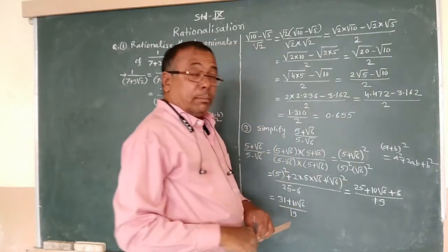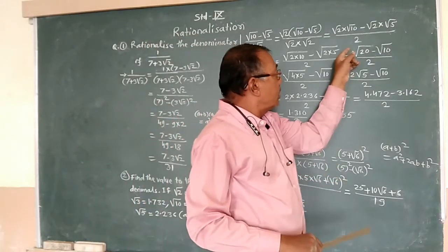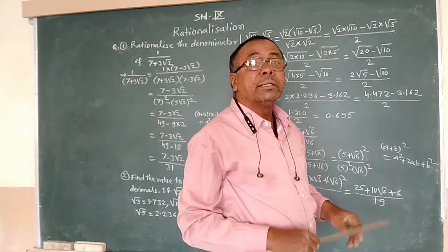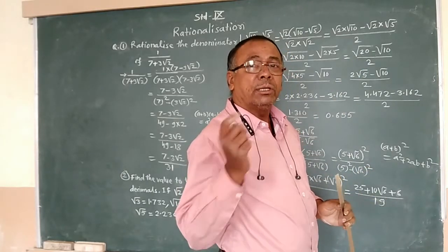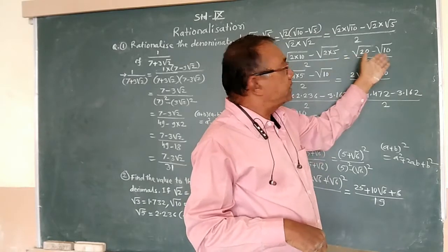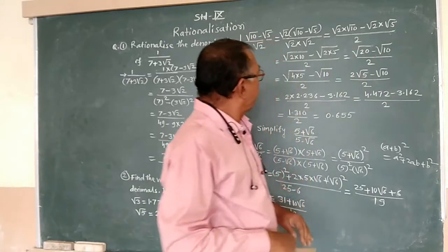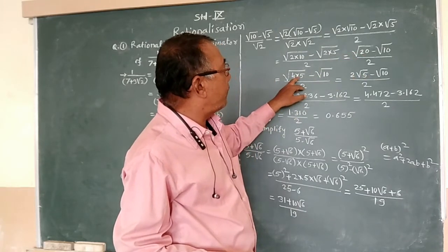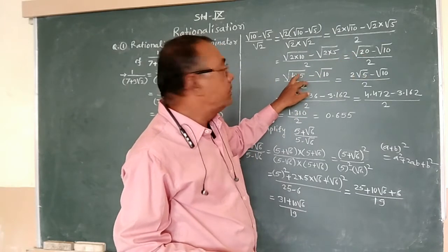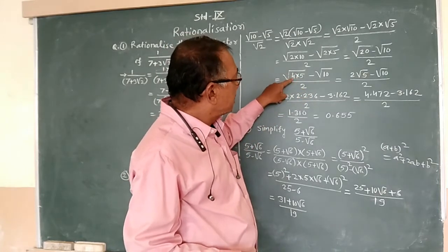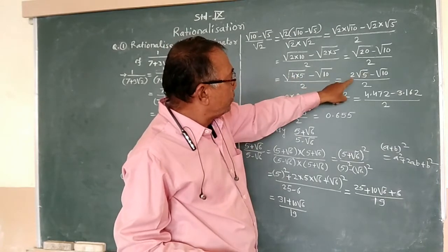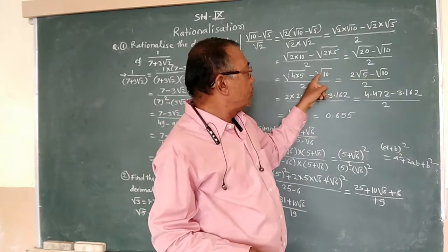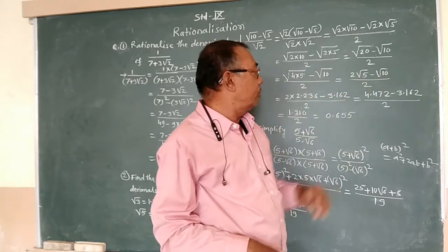But mind well that though the orders of both the radical signs are the same, there is no direct subtraction or addition of these irrational numbers. So 20 can be written in the form of 4 into 5, 4 fives are 20, so that the square root of 4 will be 2. So we will get here 2 root 5 minus root 10 as it is, divided by 2.